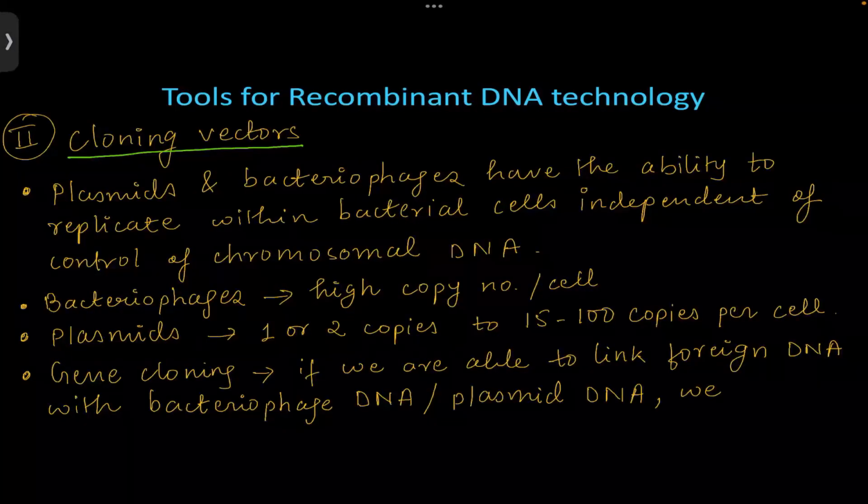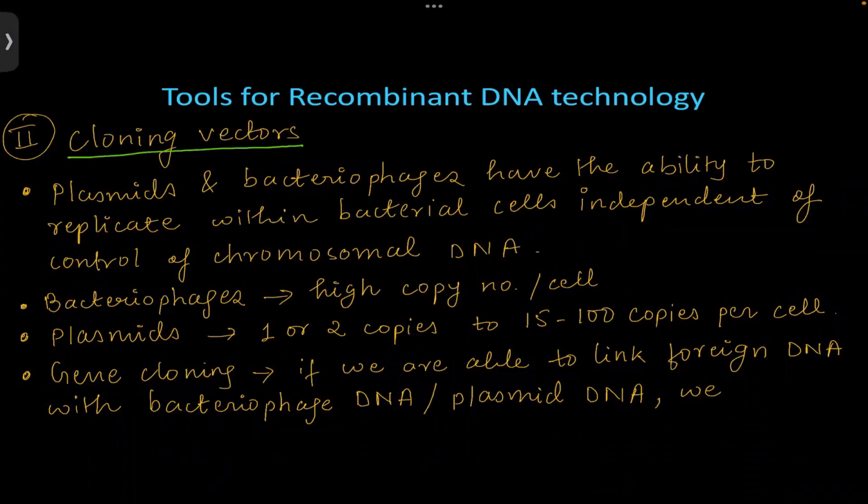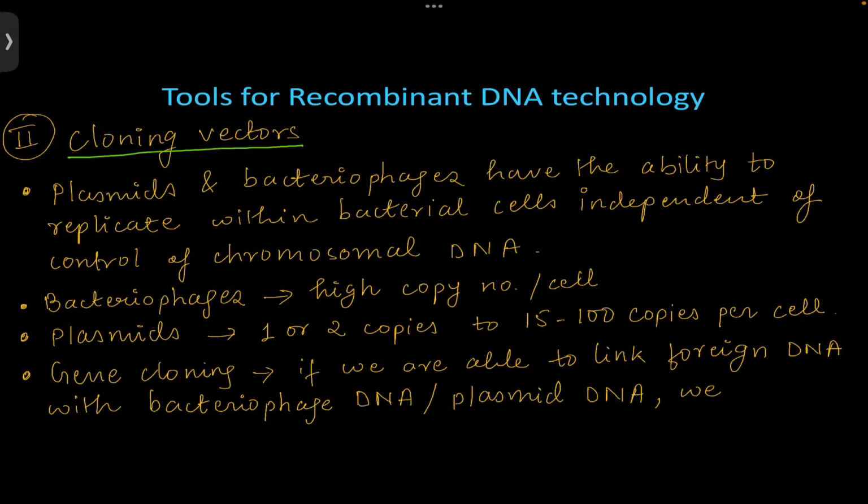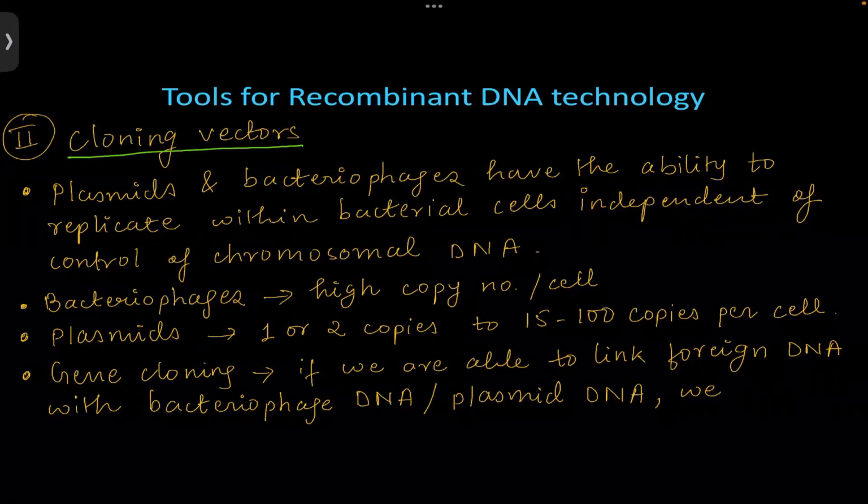Now, coming to the next topic. Till now, you saw restriction enzymes and also you understood the technique of gel electrophoresis. Next, let us understand the vectors, which are the delivery vehicle for the transfer of your desired piece of DNA into your host organisms. There are basically two types of vectors: cloning vectors and expression vectors.